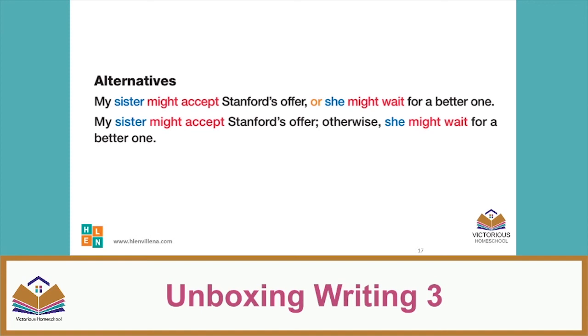Okay, you can also use conjunction in this alternative relationship. My sister might accept Stanford's offer, comma, or she might wait for a better one. You can write it this way. My sister might accept Stanford's offer, semicolon. Otherwise, comma, she might wait for a better one. See, knowing these alternatives and knowing how to rephrase your sentences will be very helpful in establishing your ideas, and at the same time it will show your sophistication in being able to control the language.